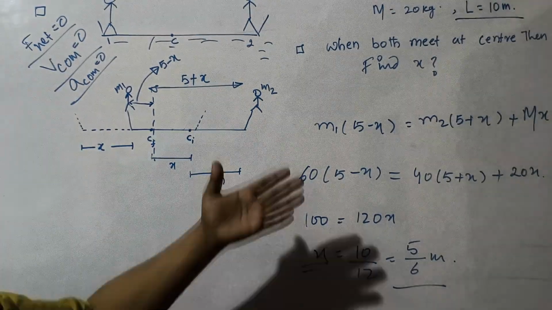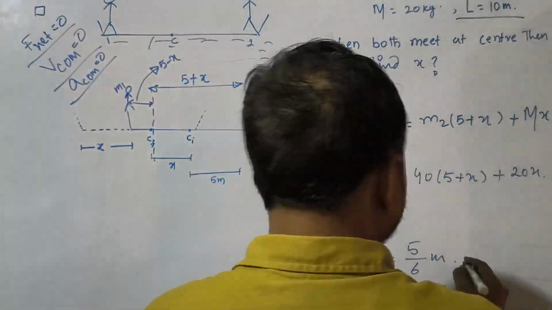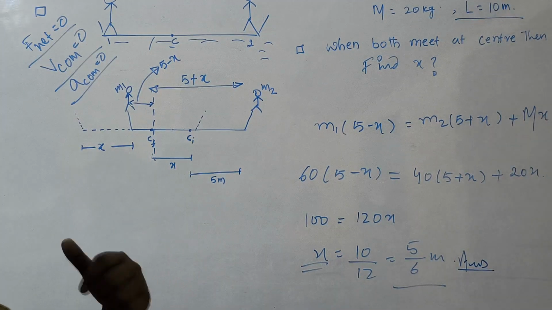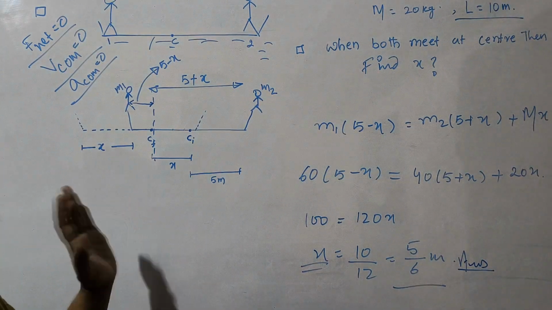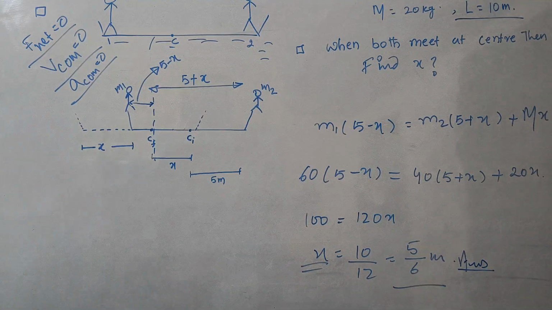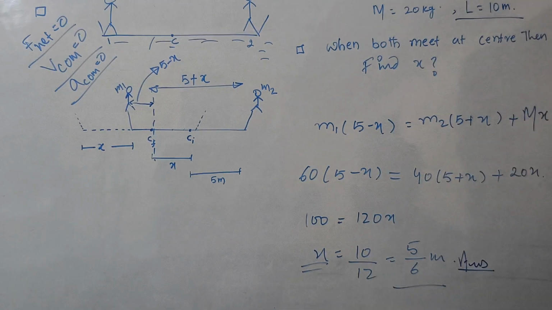Then solving this we have got our required answer, which is 5 by 6 meter in backward direction. I hope you are getting a good understanding of this question. Let's discuss another question. So these are basic questions.